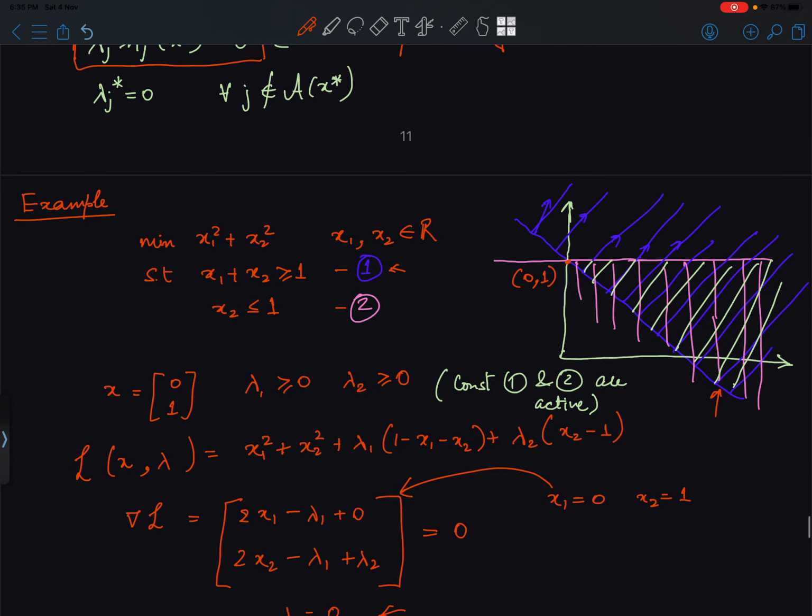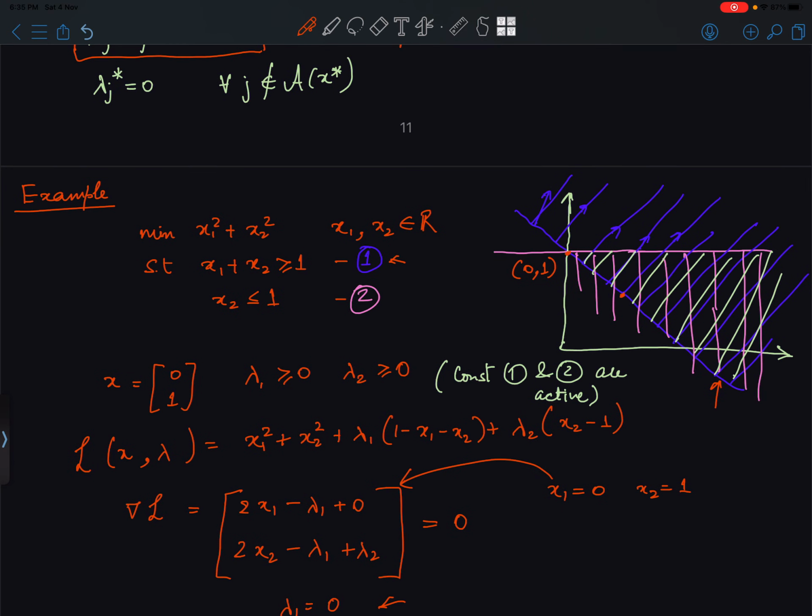So basically it should be somewhere here. If I want to minimize this particular contour, then half comma half is my optimal point. This is a KKT point.